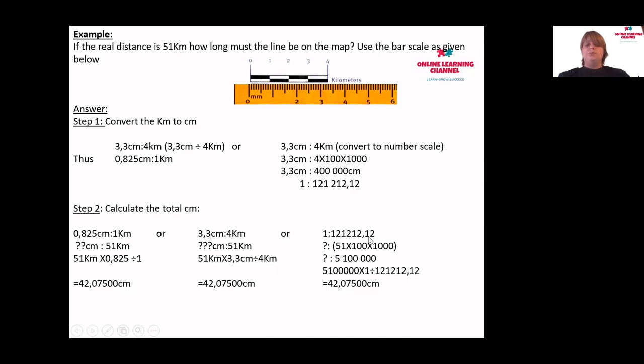The last one is where you use the number scale, so 1 to 121,212.12. Remember now you have to convert your 51 to centimeters as well. So multiply by 100, multiply by 1,000, you get 5,100,000. 5,100,000 multiplied by 1 divided by 121,212.12, and you get the same answer, 42.075 centimeters. Now we round it off to 2 decimals because we're busy working with distance. Thus 51 kilometers will be 42.08 centimeters on the map.